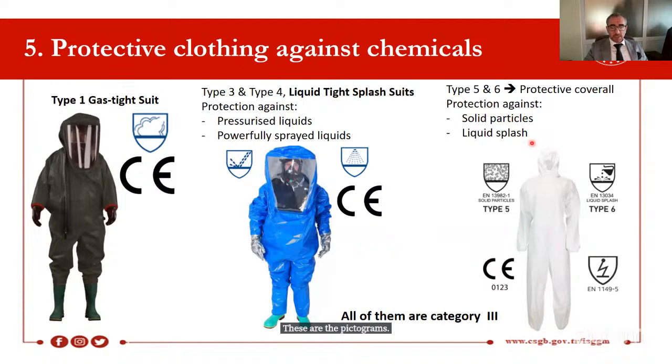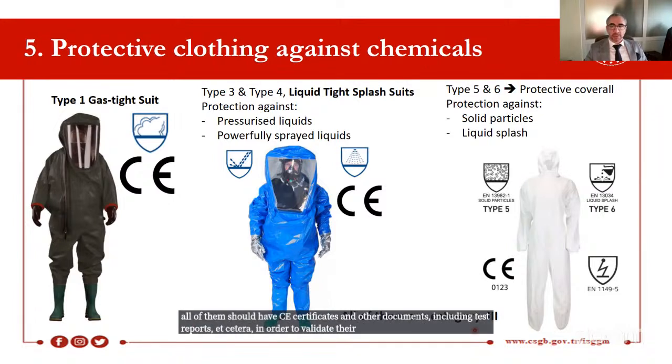The last one here on the right is an example for type 5 and 6, which offers protection against solid particle and liquid splash. All of these clothing offers a significant protection. So all of them are category 3. And as I mentioned, all of them should have CE certificate and other documents, including test reports, etc., in order to validate their protection capability.